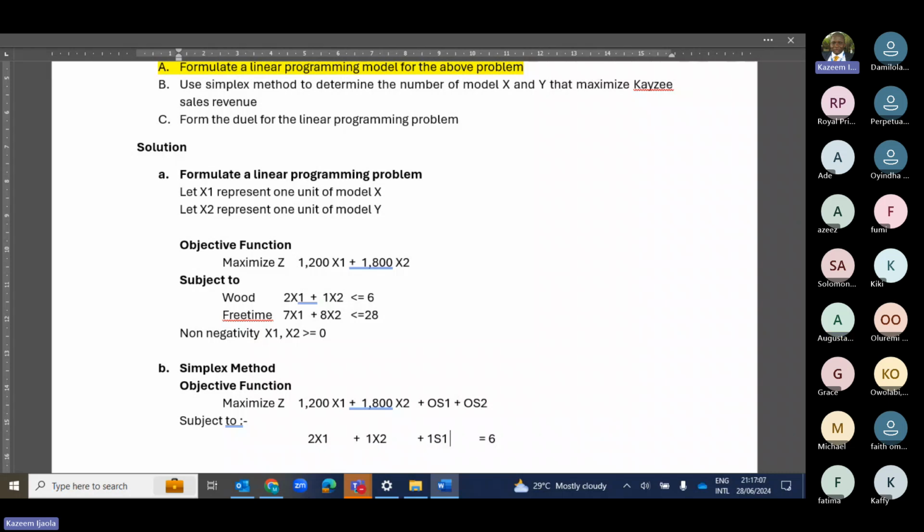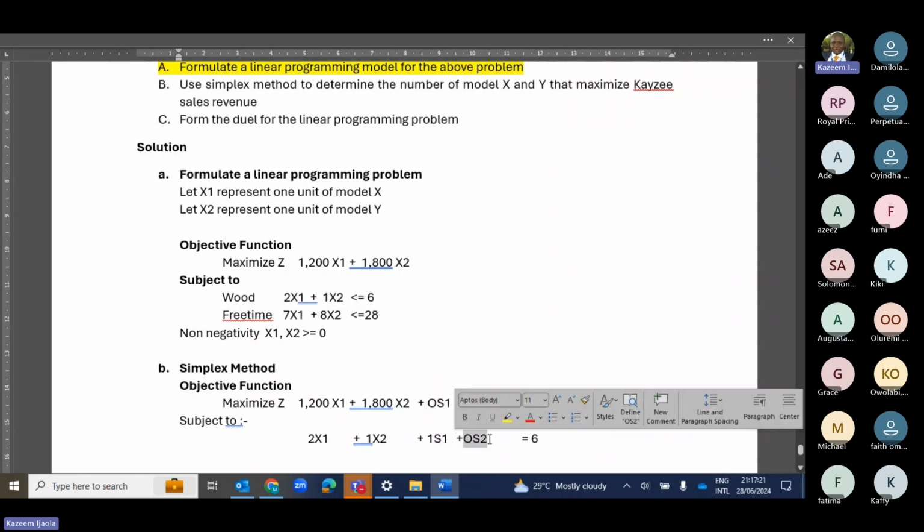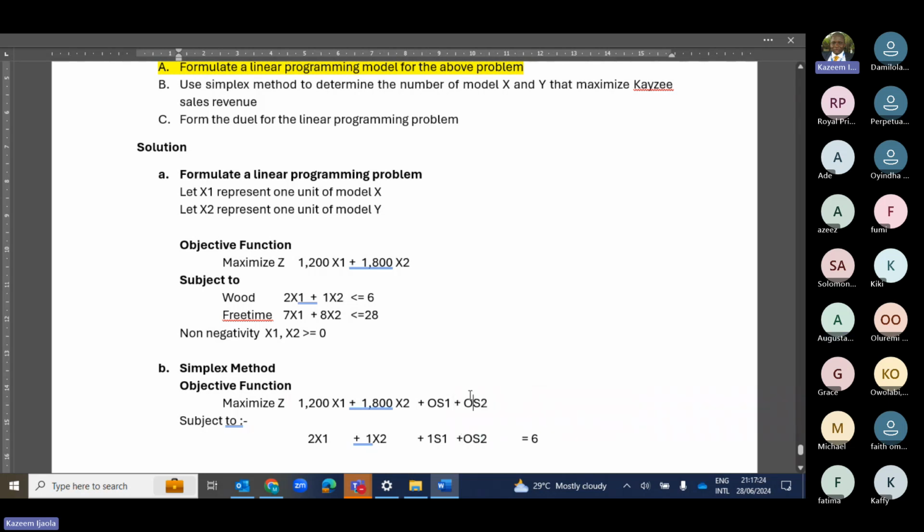Now how do you close it? Just say 0S2 here. 0S2 basically means you are trying to align with this objective function. For the first constraint, you change these to 1S1, then the second one will be 0S2 because this one is useless. Anything multiplied by 0 is 0. It doesn't change anything, but when you are drawing up your table, you will understand better why I'm including it like that. So this is the first constraint.